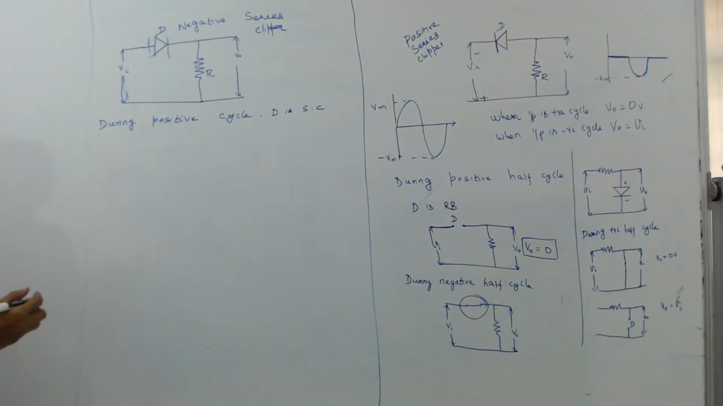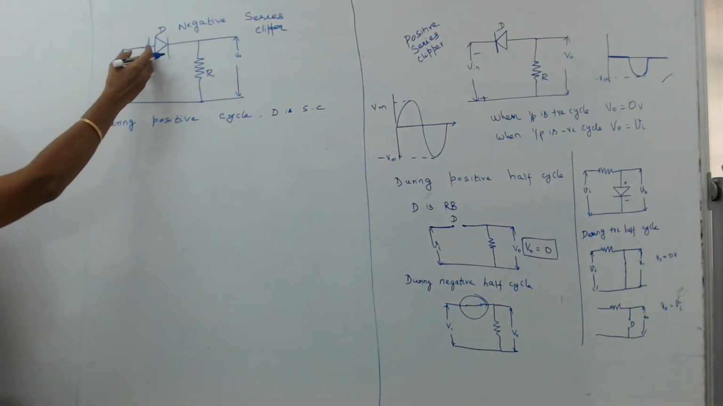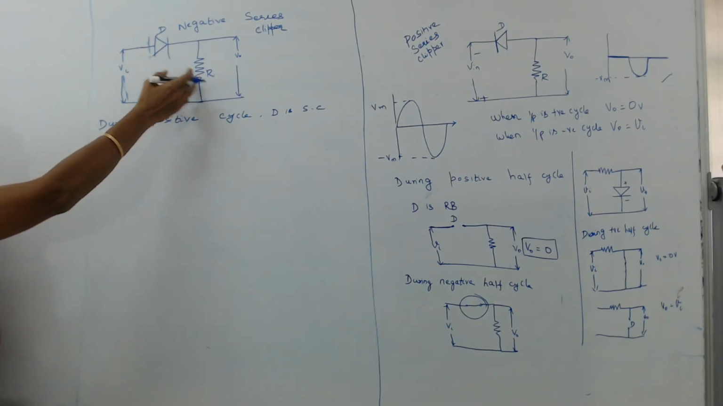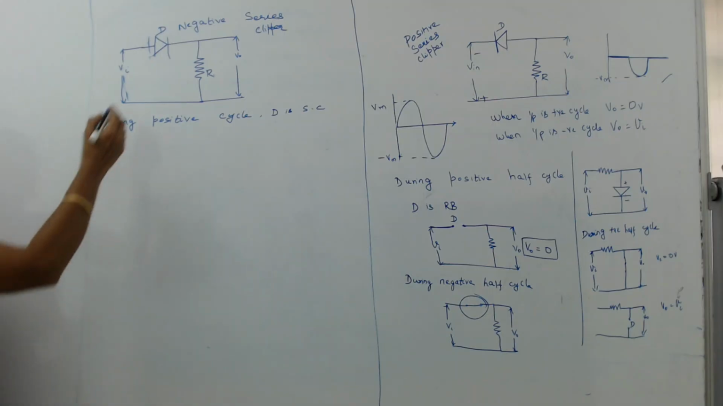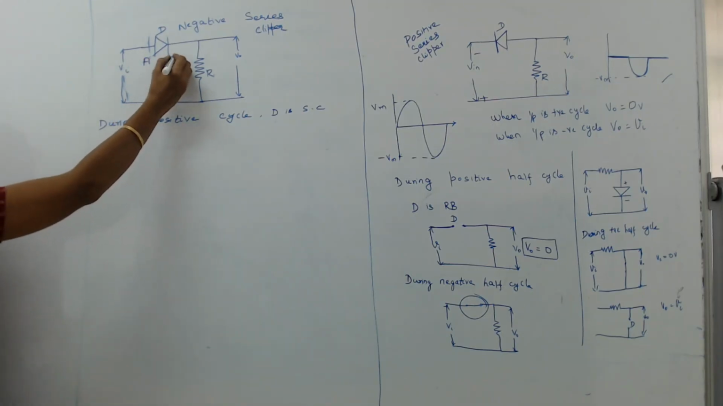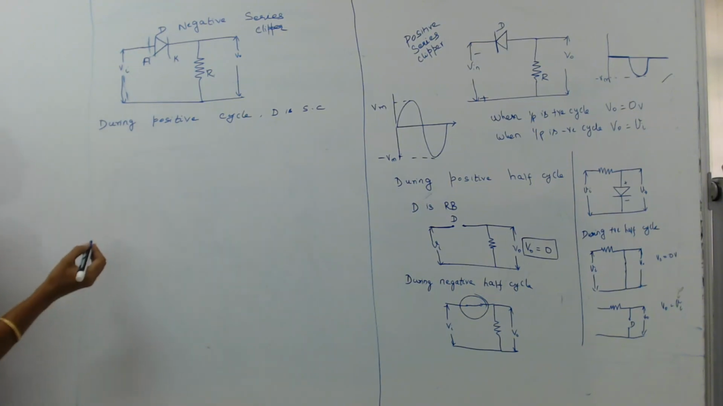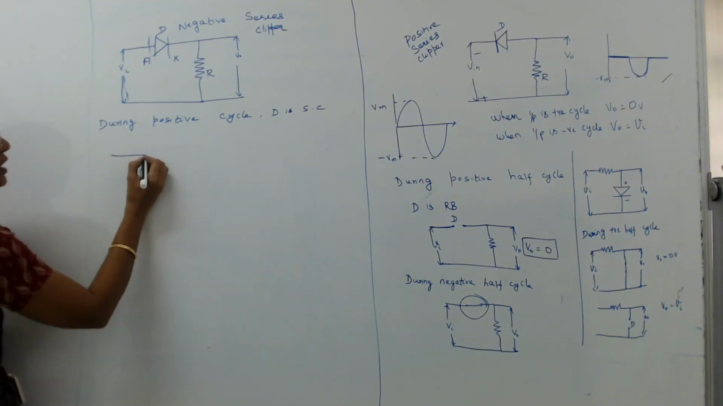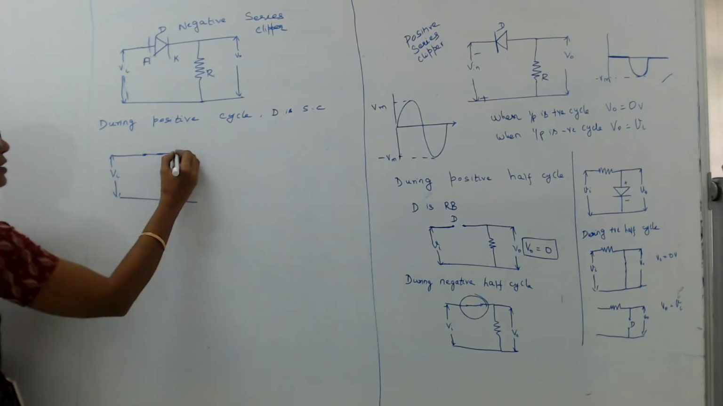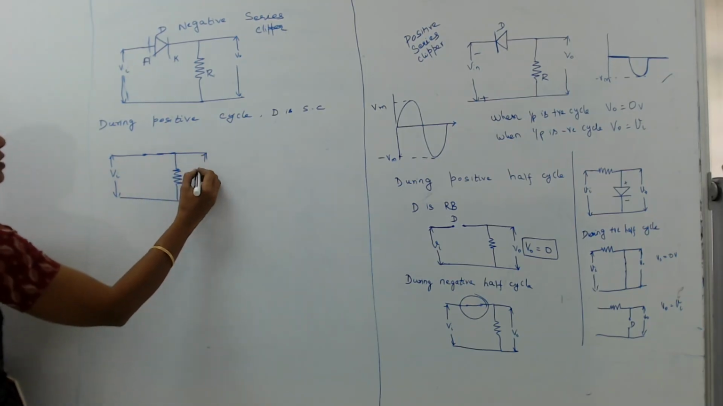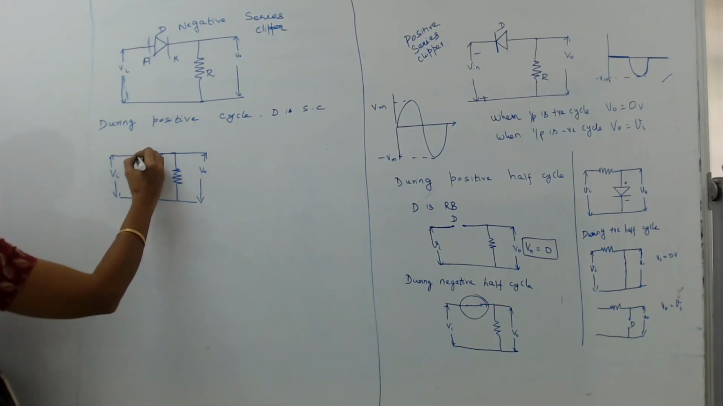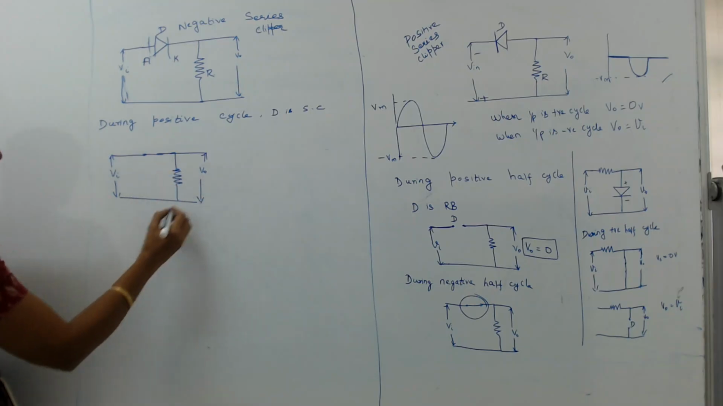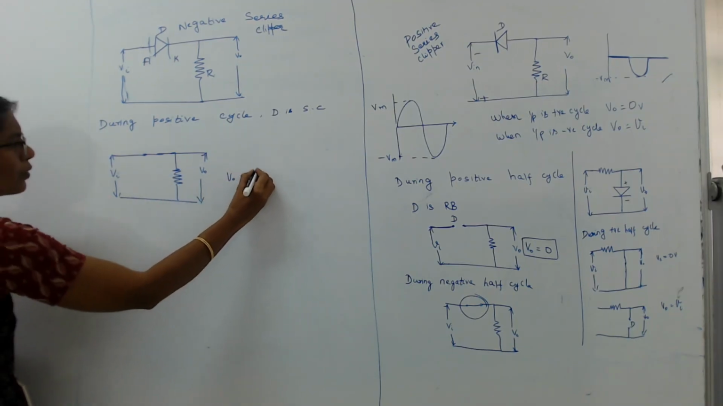So next we will be discussing the negative series clipper. The circuit is given here. D is the diode which is connected in series with the resistor R. Here the input is Vi and the output is V0. During the positive half cycle, my anode will be positive when compared to the cathode, so the diode is short circuited. So the circuit is getting replaced in this form. The diode is short circuited and hence the complete current will be flowing during the positive half cycle. So here we can say that V0 will be equal to Vi.